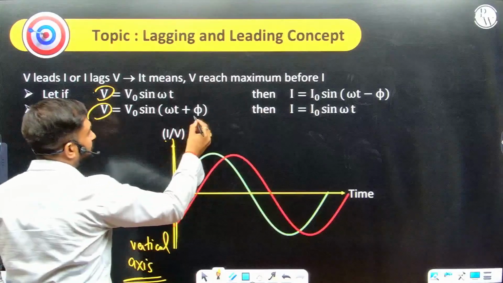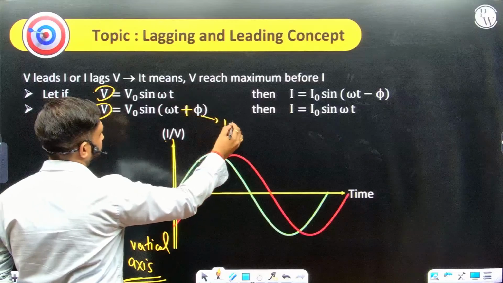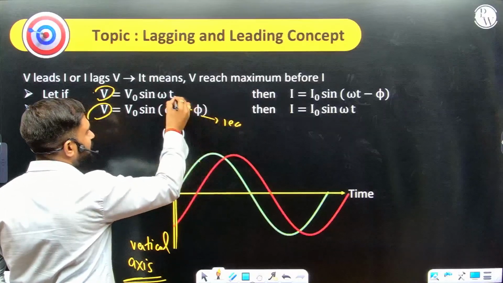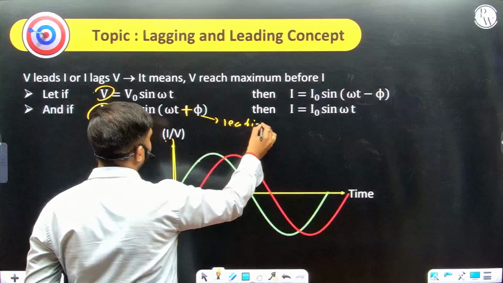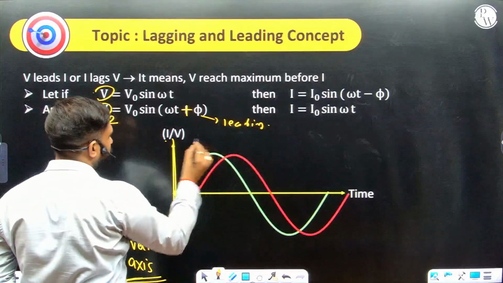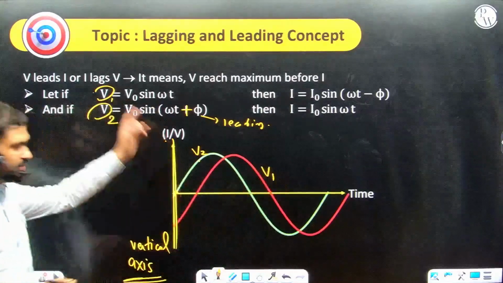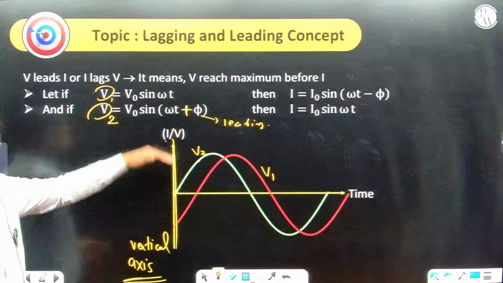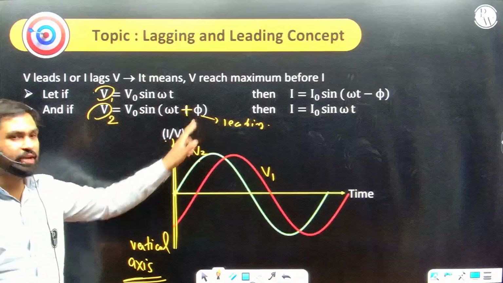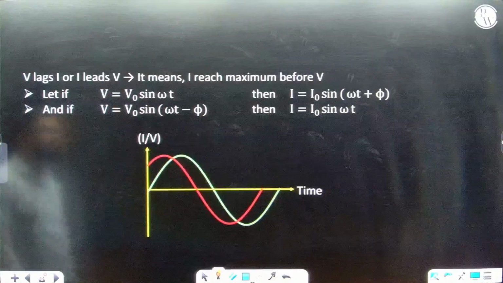So this one becomes the extra phase, or the leading. Extra something you are adding in the phase, so it is leading. If this blue one is V2 and this red one is V1, always check the vertical axis, which one is lying higher. The higher phase will lie higher on the vertical axis. That's how leading and lagging work.